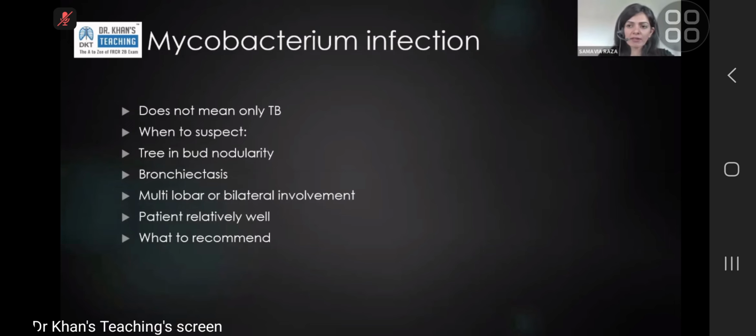Bronchiectasis in TB can be chronic or it can be acute. Multilobar or bilateral involvement again can be chronic or acute. So it's the pattern, it's the morphology of the lung changes rather than the distribution that implies active or chronic. One way of differentiating that is the patients are relatively well, but some patients are relatively well even when they have active TB.